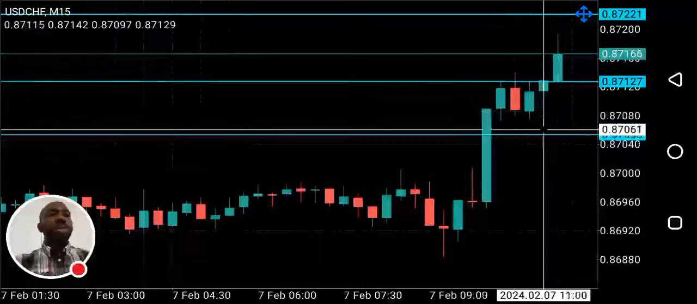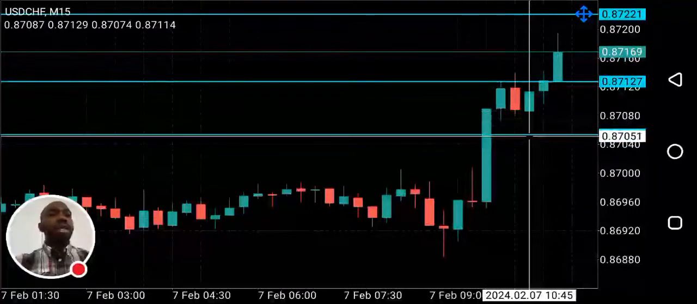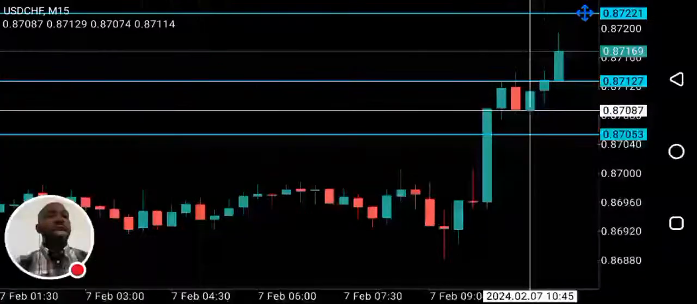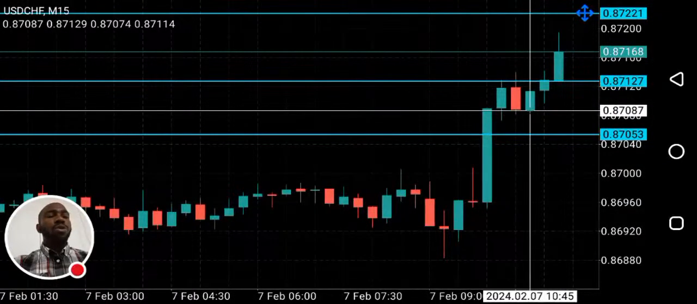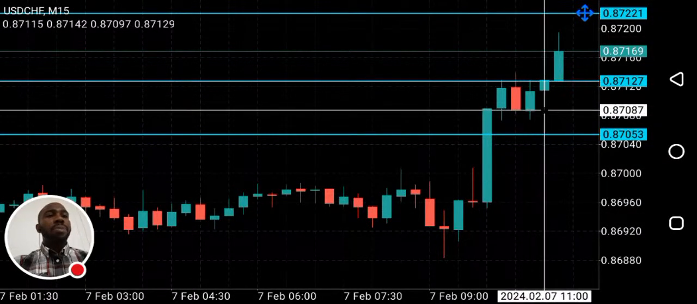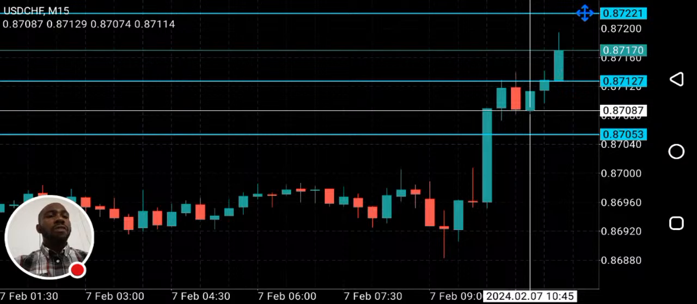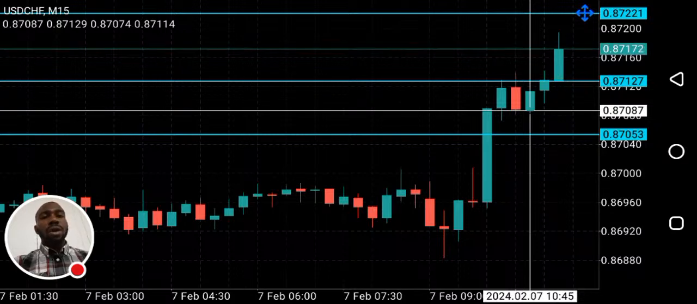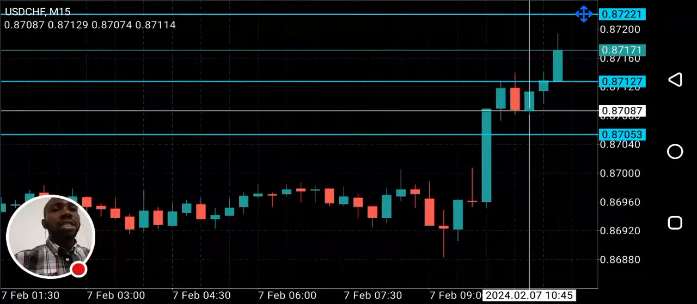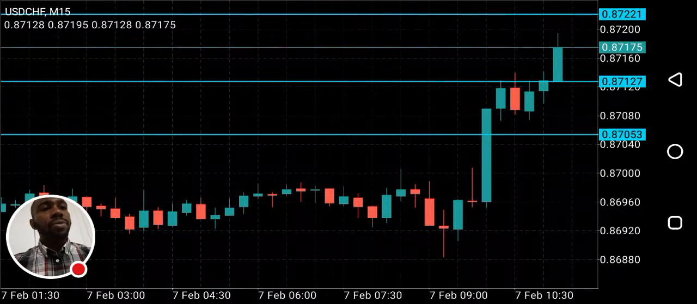Wait for a bearish candle to close below this level or below this support. You can see we had the support here. So before you sell, wait for a bearish candle to close below this level. I hope that is clear. So USD CHF is what? Bearish.